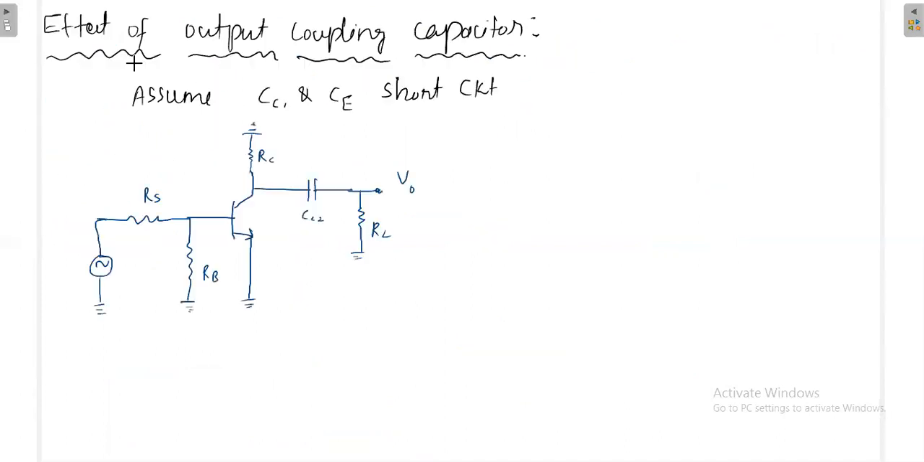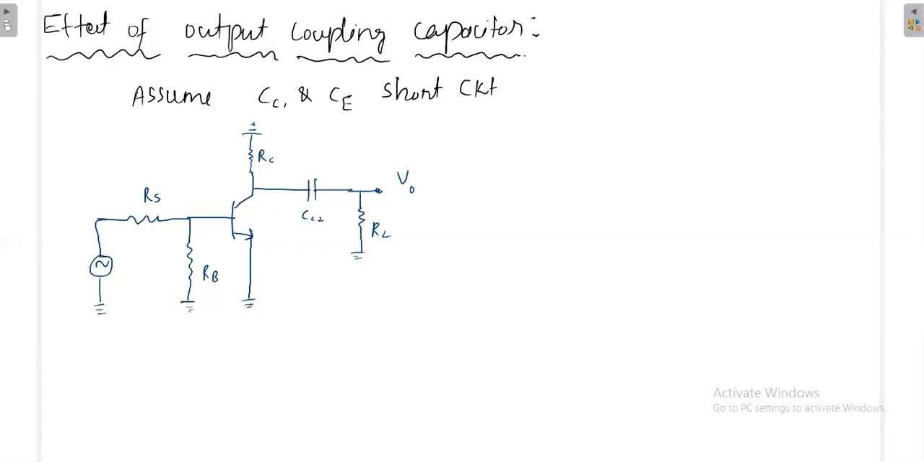Next one is the effect of the output coupling capacitor. Once you consider the output coupling capacitor, you have to remove the effect of the input coupling capacitor as well as the bypass capacitor. Once the capacitor is short circuited, you can remove RE. You can write it like this and remove the effect of DC sources. That's why this is short circuited. This is RC, RL, and then this is RS and RB.